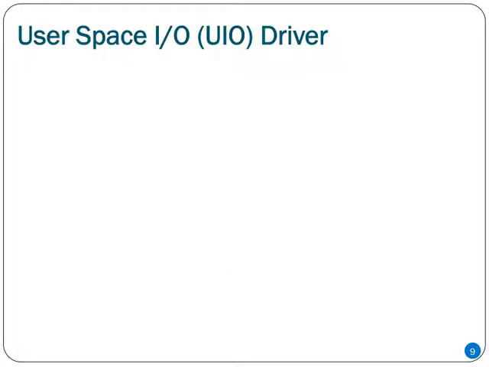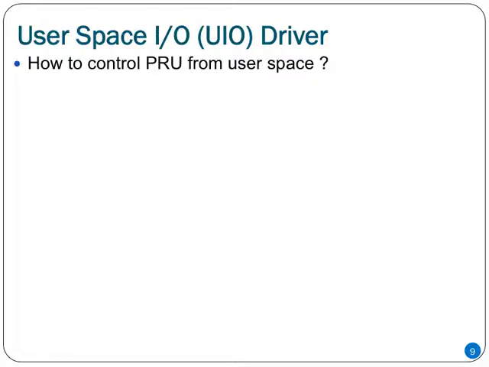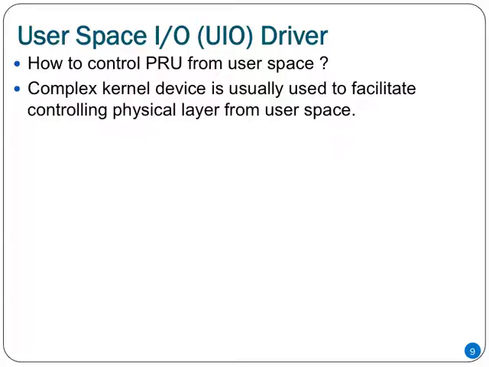So I will talk about the user space I/O driver, only to give you the big picture: how we can control the PRU from user space. What usually happens is that the kernel will have some complex drivers that facilitate and give you high-level access to the hardware. So it gives you high-level APIs, and it does all the complex stuff underneath. This is a way of controlling the physical layer from user space.